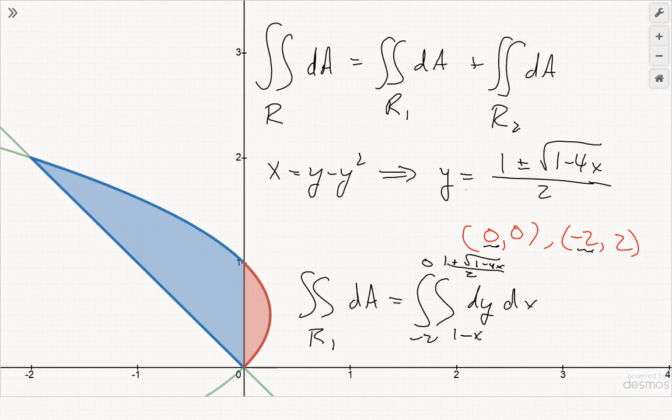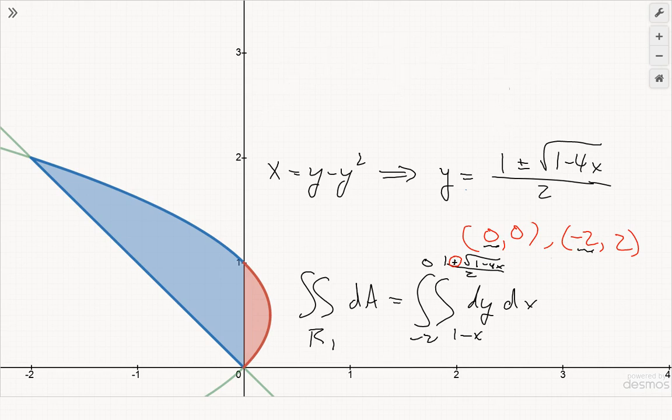And here we take the positive sign. The negative sign is below the x-axis, and it's not what we're interested in. Where we see the negative sign come in is to calculate the area of R2.